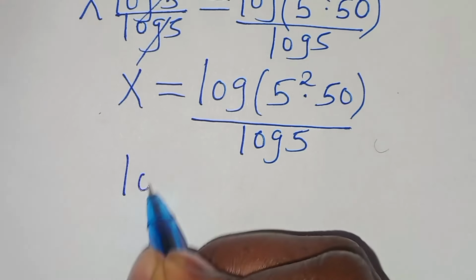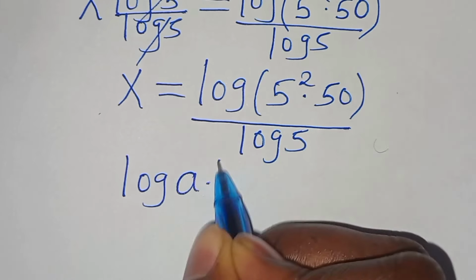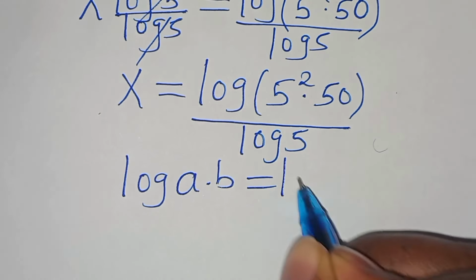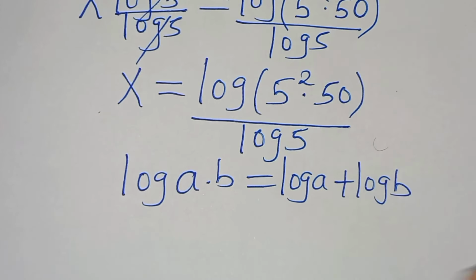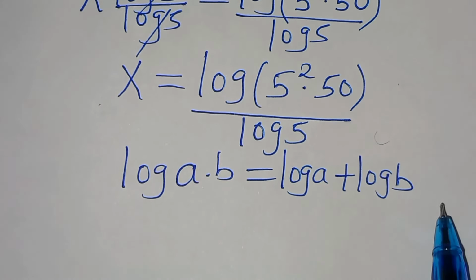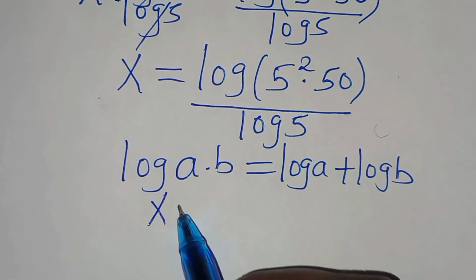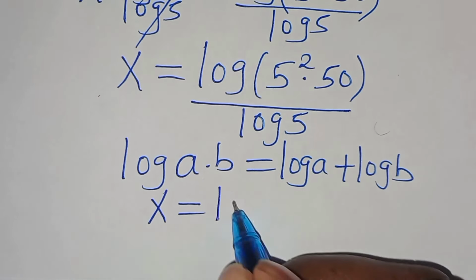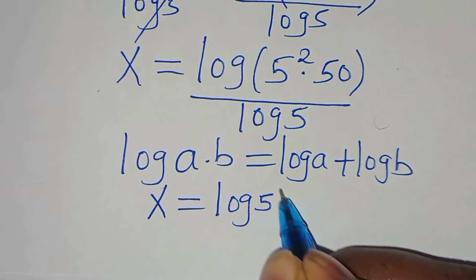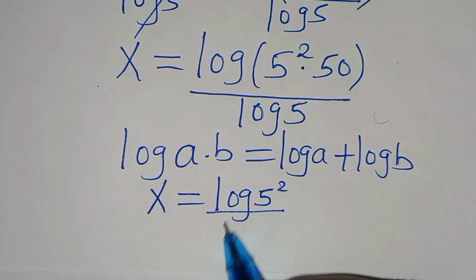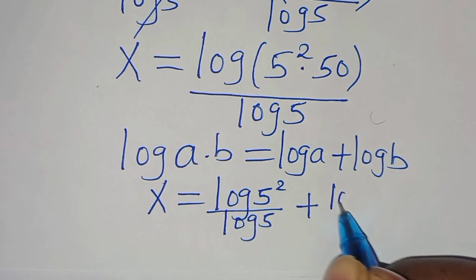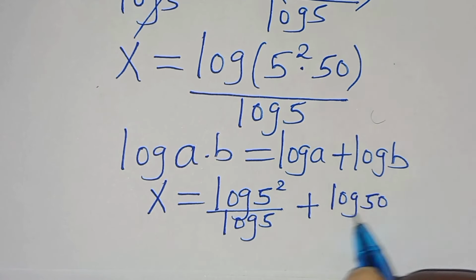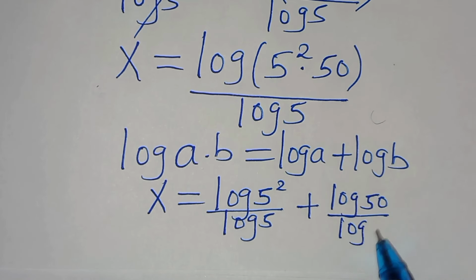The next step is that log of 5 to the power of 2 times 50 is in the form of log a multiplied by b, which we can express as log a plus log b. Applying this logarithm property, we have x equal to log 5 to the power of 2 divided by log 5, then plus log 50 divided by log 5.